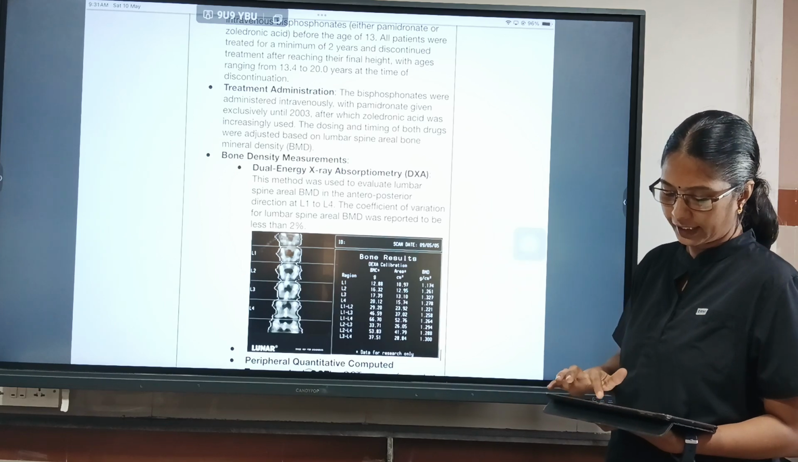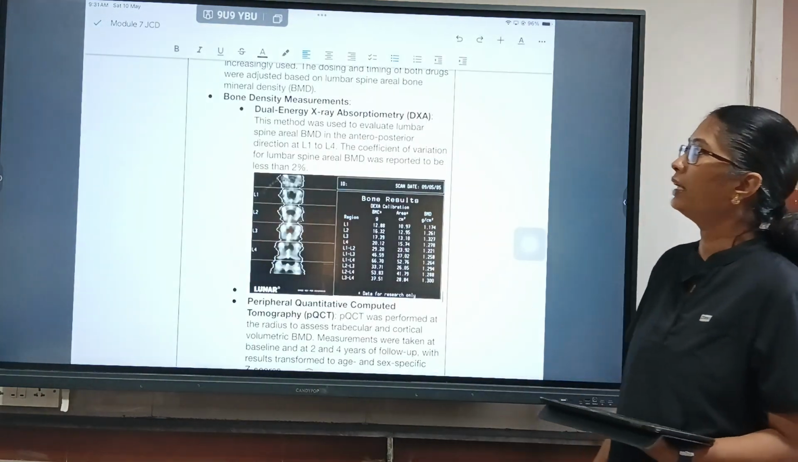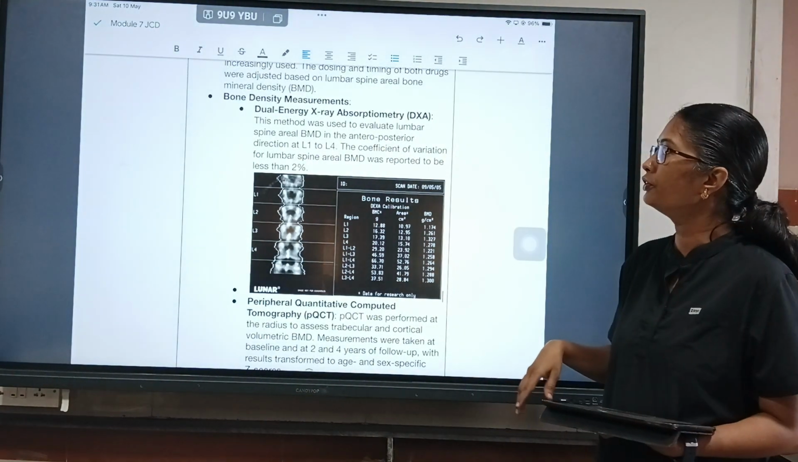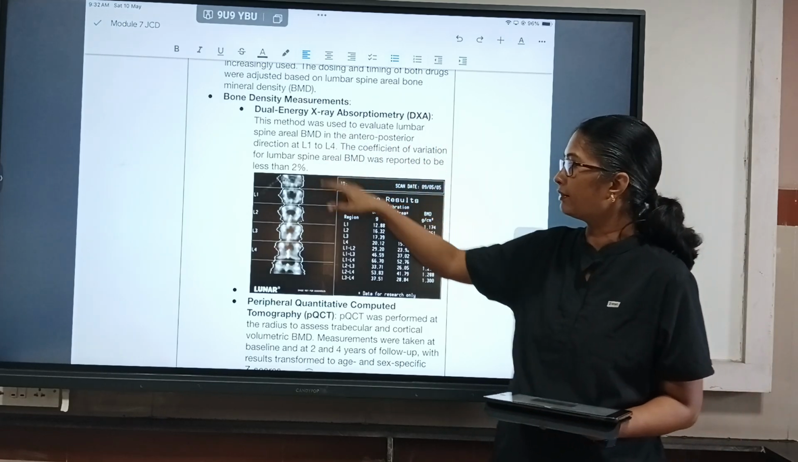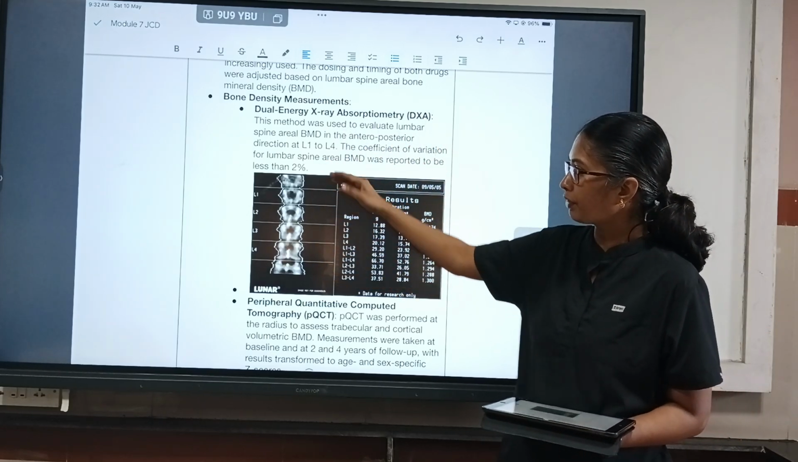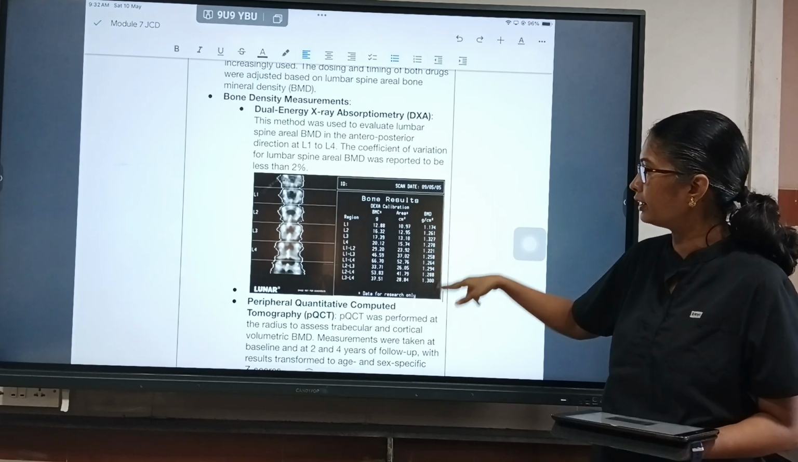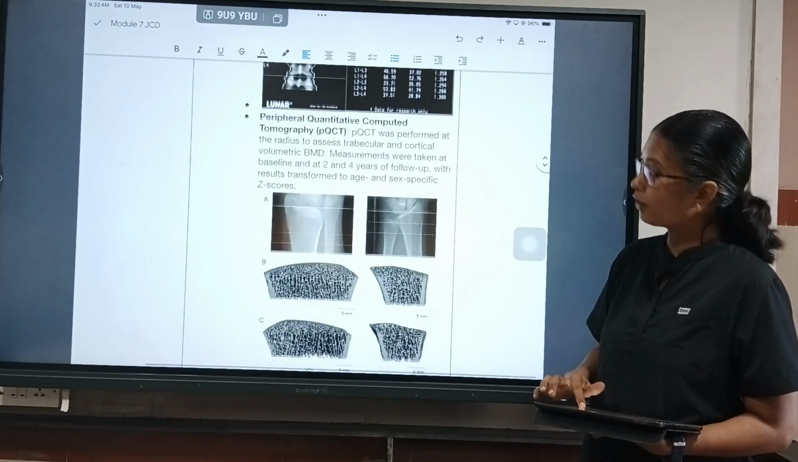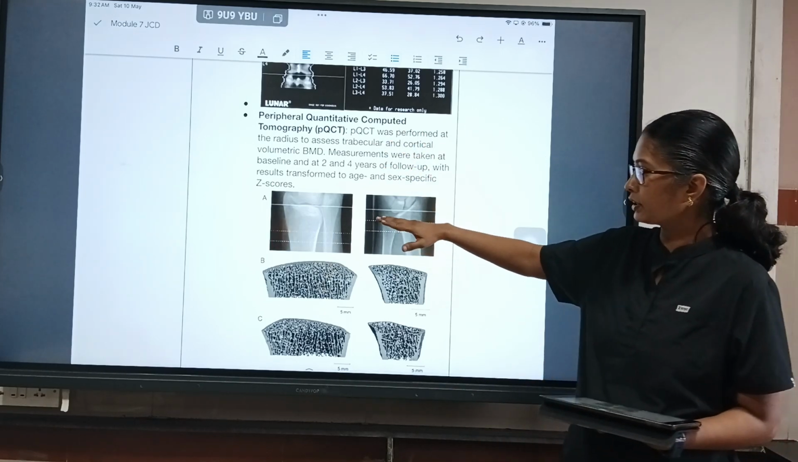They did the bone density measurements using the DEXA, which is dual energy X-ray absorptiometry. This method was used to evaluate the lumbar spinal area from L1 to L4. So from L1 to L4, they did the DEXA scan and found the density of the bone here. And they also used the peripheral quantitative computed tomography, which shows the results like this.